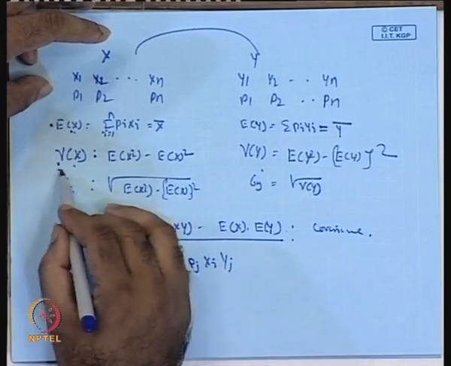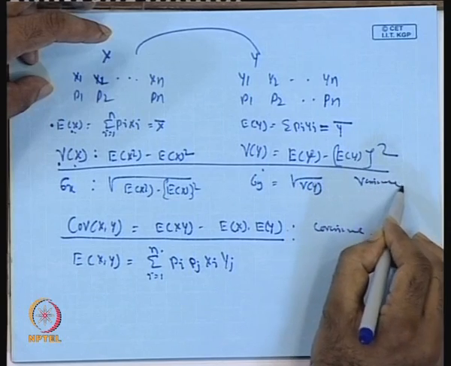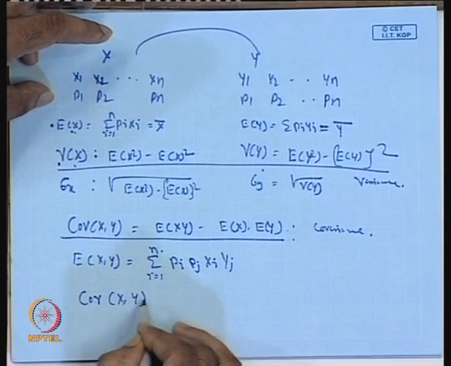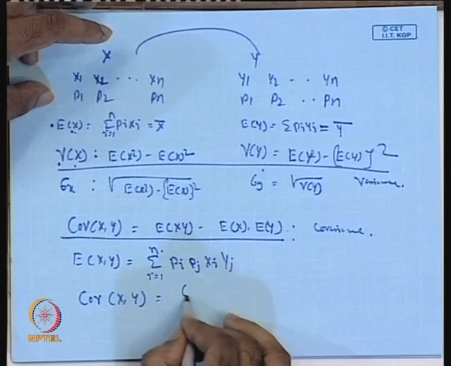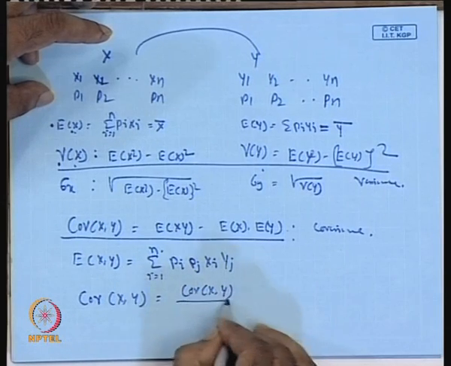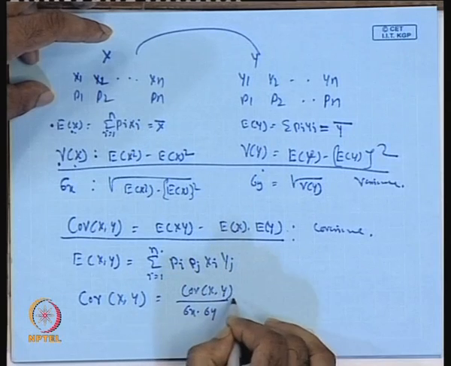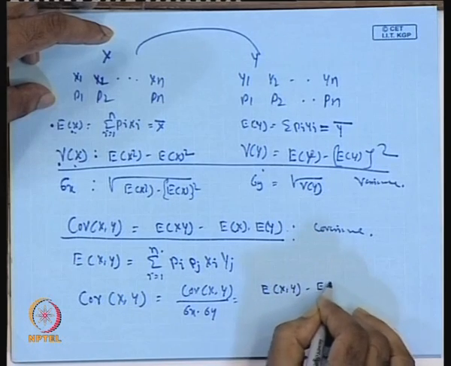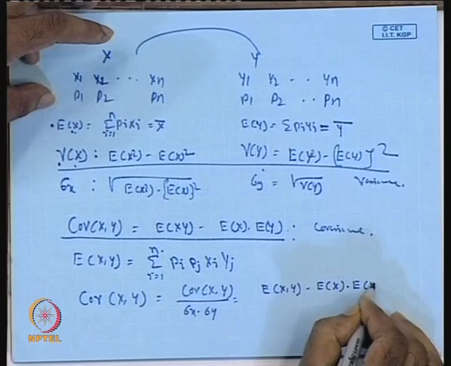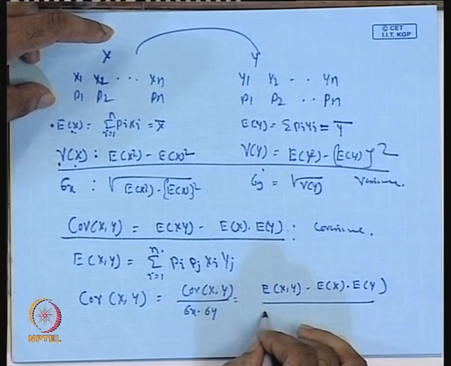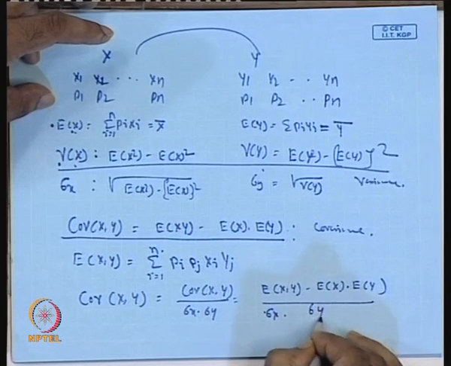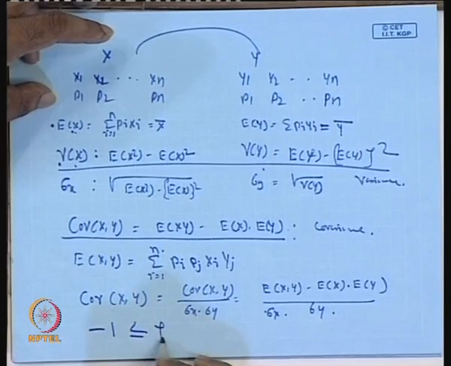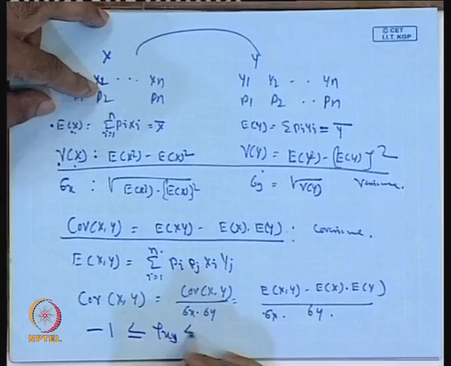So, this is the covariance issue, this is the variance issue, and we need a final outcome, that is the correlation between x and y. Correlation of xy is nothing but covariance of xy divided by sigma x into sigma y. That means it is E(xy) minus E(x) into E(y), divided by sigma x into sigma y. This is usually denoted as rho xy, and its magnitude is at most 1.